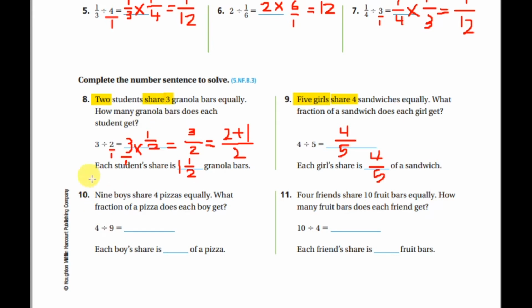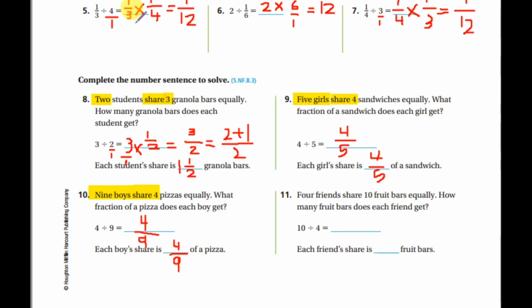Next question, 9 boys. So let's highlight it. Share, I said share means to divide. 4 pizza, share 4 pizza equally. So the whole number here is 4 divided by the number of students, which is 9. So again, what is the whole number? It's 4 divided by 9. So is it a proper fraction? Yes, it is. So no need to convert it to a mixed number.